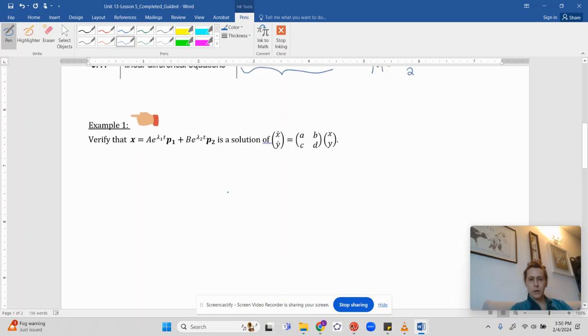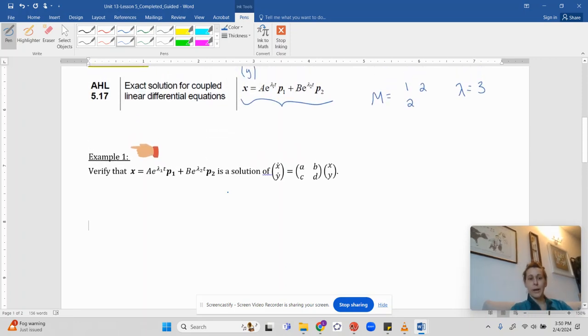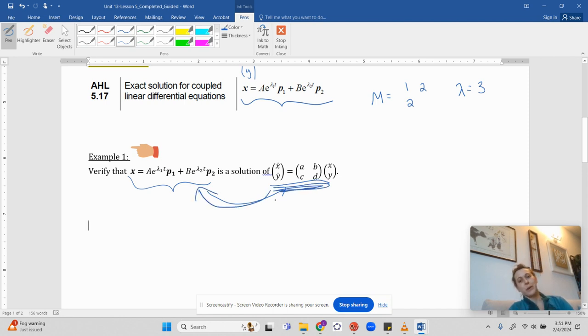Okay, for this next part, I'll show you why this here is a solution to this special type of coupled differential equation that we saw above. We're going to verify that it is a solution, which means it is an antiderivative of this. So we can integrate this one to get this one.